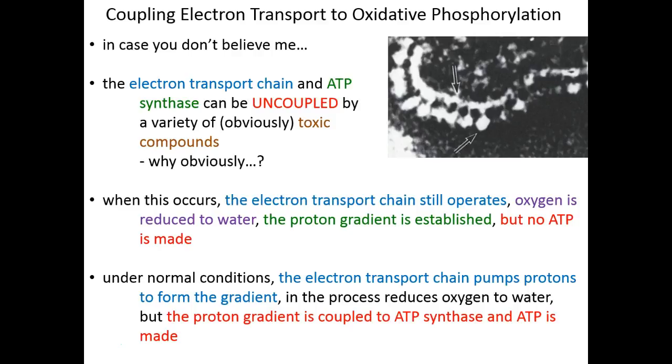Without these toxic uncoupling agents, we make that proton gradient, we reduce oxygen to water, but the proton gradient is then allowed to flow directly through ATP synthase, and as a result ATP is made, and the cell has plenty of energy to do what it wants to do, and the cell survives.